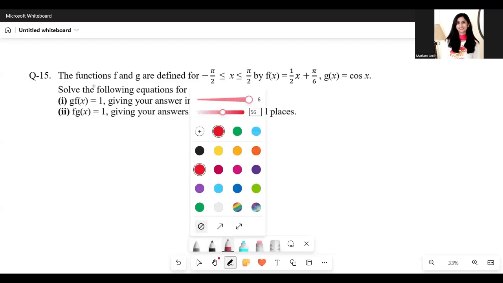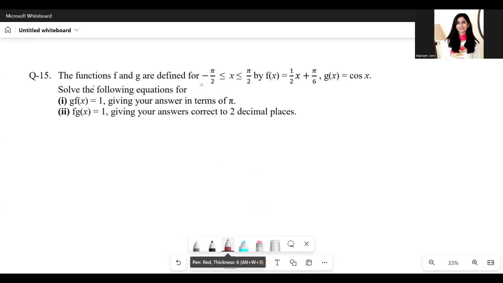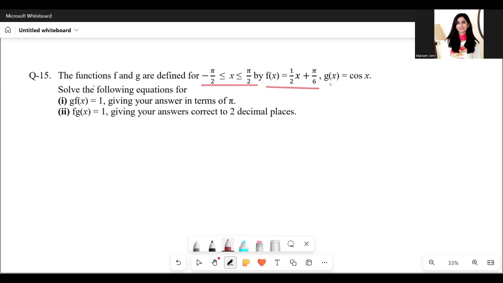This question says that functions f and g are defined for the domain minus pi by 2 to pi by 2, and f(x) is half x plus pi by 6, and g(x) is cos x. Solve the following equations: gf(x) equals 1, and give your answer in terms of pi.